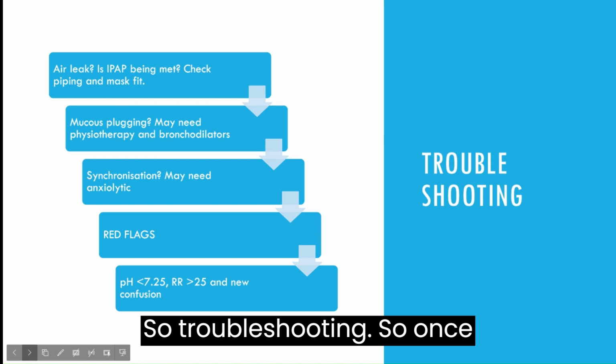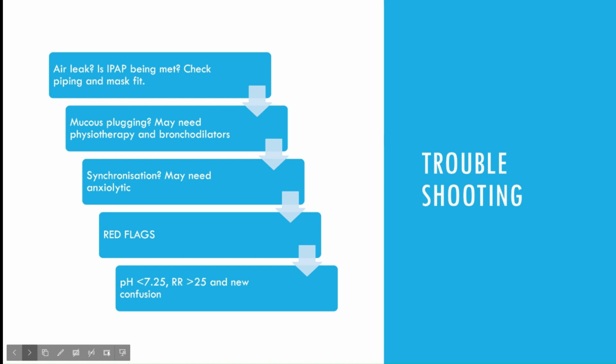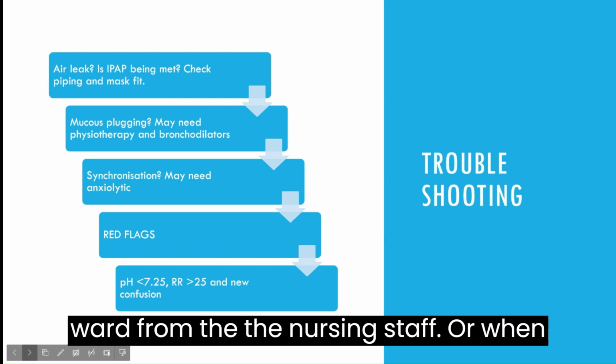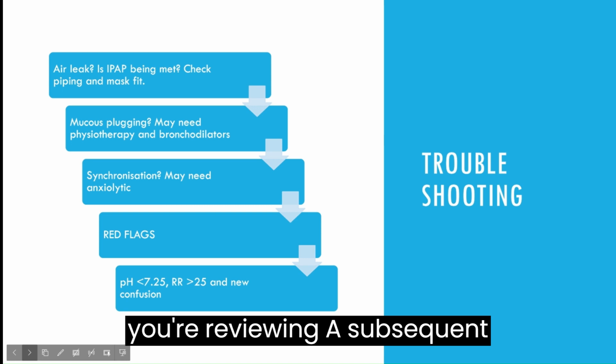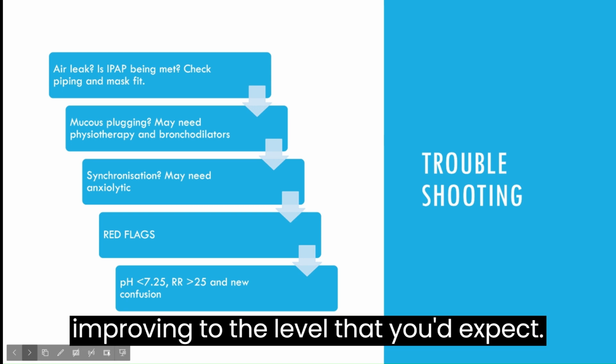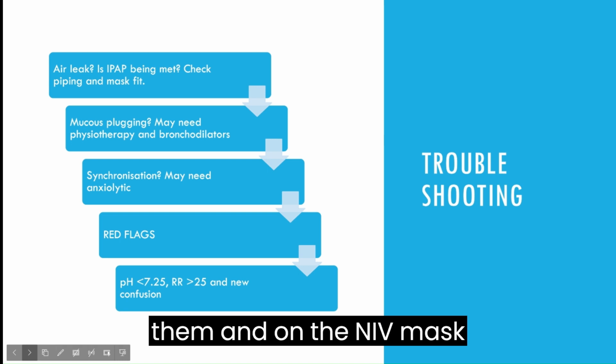So, troubleshooting. Once you've got a patient set up on NIV, occasionally you might get calls to the ward from the nursing staff, or when you're reviewing subsequent ABGs, you might find that it's not improving to the level that you'd expect. And one of the first things I do is go and assess the patient and have a look at them on the NIV mask.